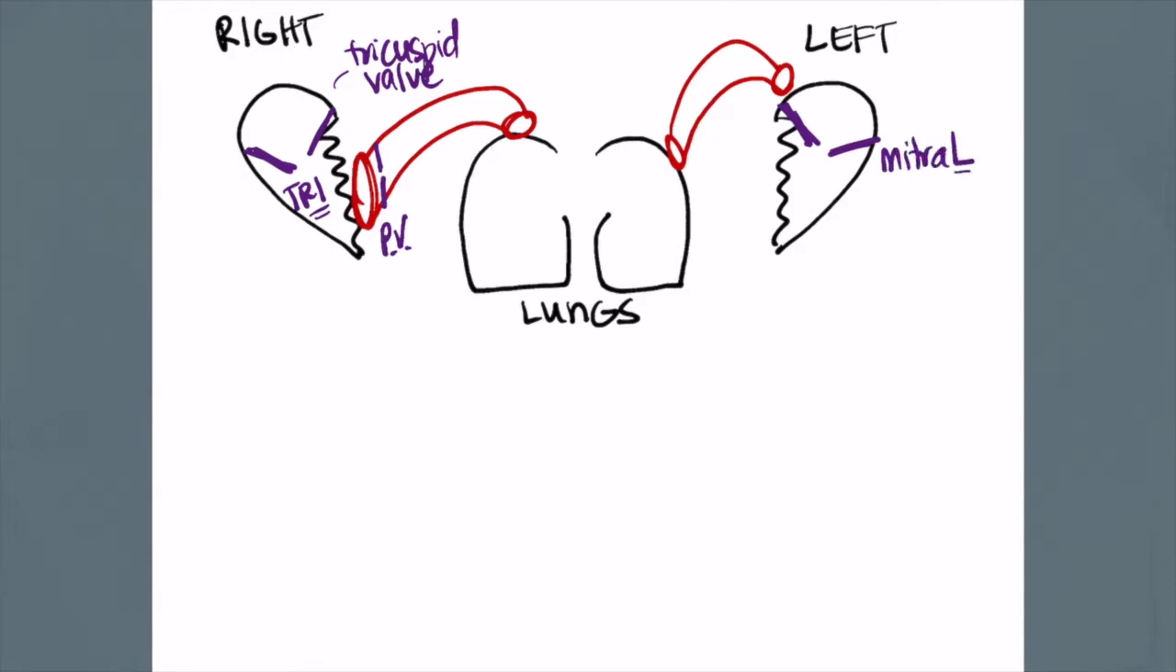And if you need help remembering, mitral has an L in it for left side of the heart, where tricuspid has RI, which is the first two letters of right heart failure. So tricuspid goes on the right, and mitral valve, you drag out the L, mitral valve is on the left.